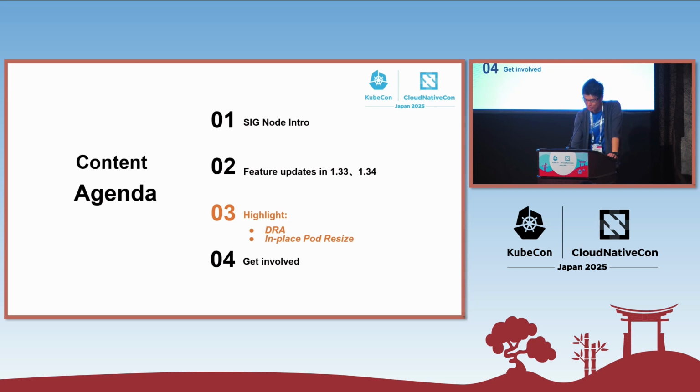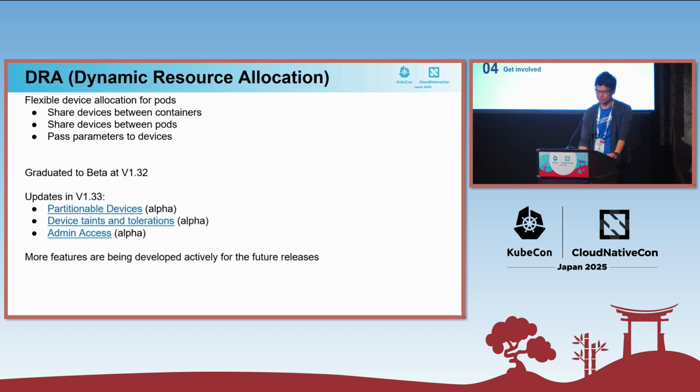I'm going to talk about two highlighted features, DRA and in-place pod resize. The first feature is DRA, or dynamic resource allocation. Honestly, I'm not so involved with this feature, but I should mention it, because DRA is one of the features in the most active development now. The KEPs belong to SIG Node. However, this feature has been led by the Device Management Working Group that consists of various SIGs.